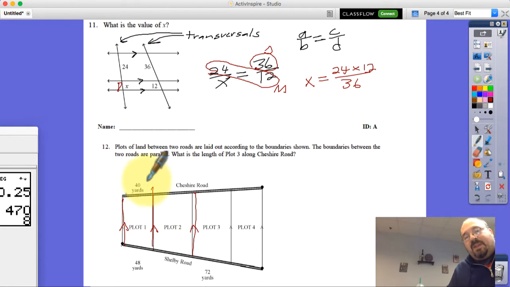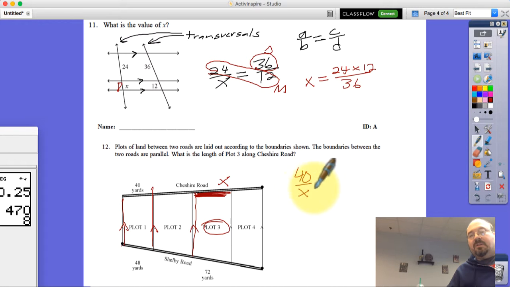So we've got 40 yards here. We've got 48 here. We've got 72 here, and it says we want to know the length of plot 3 along Cheshire Road. So here's Cheshire Road, here's plot 3. We want to know this length here. Well, you know this one, and this one. Parallel lines being cut by transversals form a proportion. So I'll call this x, and I'll say 40 over x is equal to 48 over 72.